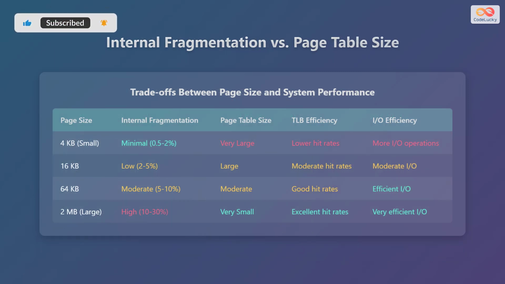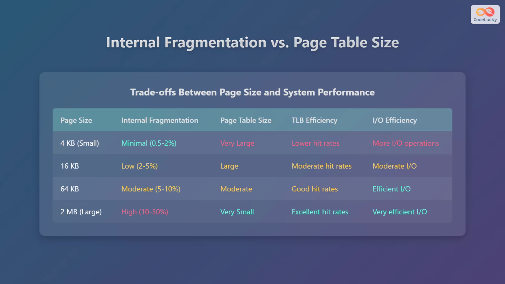Here, let's analyze the trade-offs between page size and system performance in a table. We will examine how different page sizes affect internal fragmentation, page table size, TLB efficiency, and input-output efficiency. For a small 4 kilobyte page size, internal fragmentation is minimal at 0.5 to 2%, but the page table size is very large, resulting in lower translation look-aside buffer hit rates and more input-output operations. For 16 kilobytes page size, there is low internal fragmentation of 2 to 5%, and large page table size, with moderate translation look-aside buffer hit rates and moderate input-output.